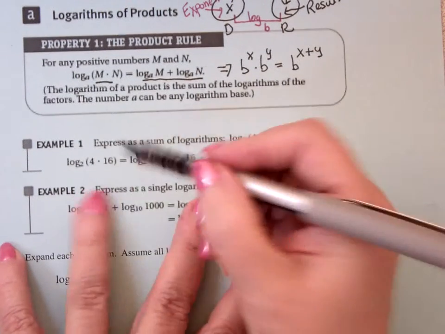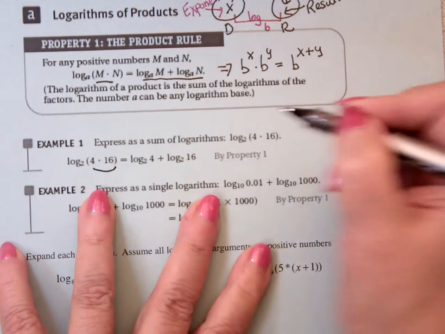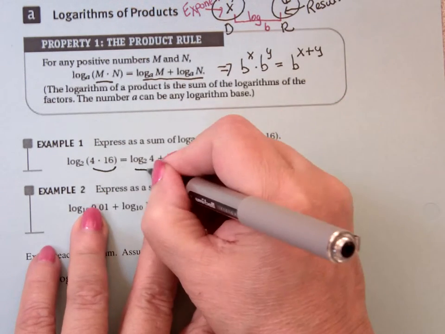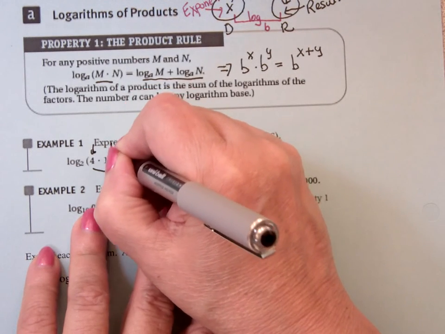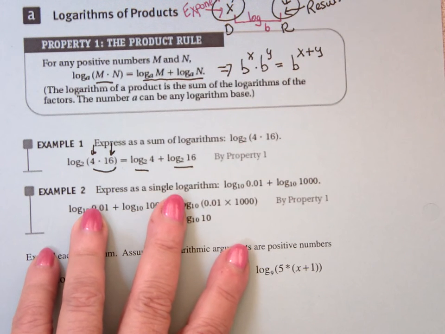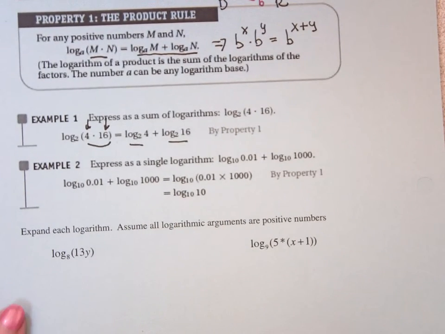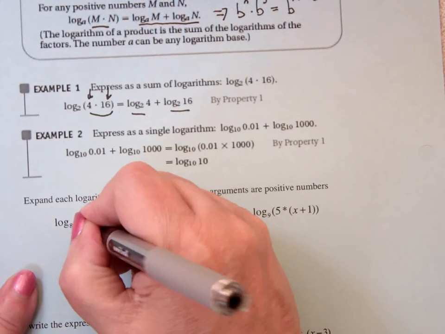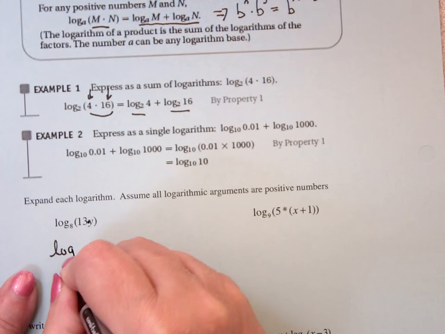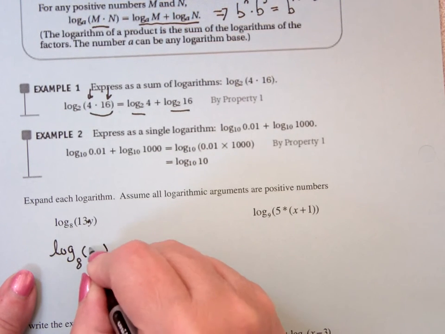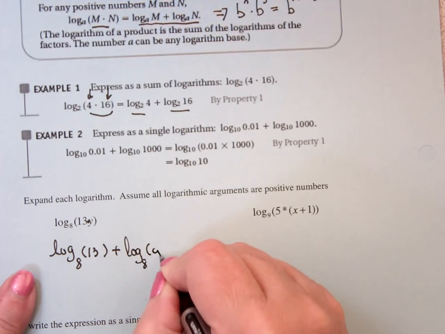So it says this: if I have the log base 2 of 4 plus the log of 16, I have the logarithm of a product. It turns into the sum of the two logs. So it's the log of the first factor added to the log of the second factor. So you break the products apart. So in this case, down here, I have the log of 13 times y. So this would be log base 8 of the first factor, which is 13, plus log base 8 of the second factor, which is y.